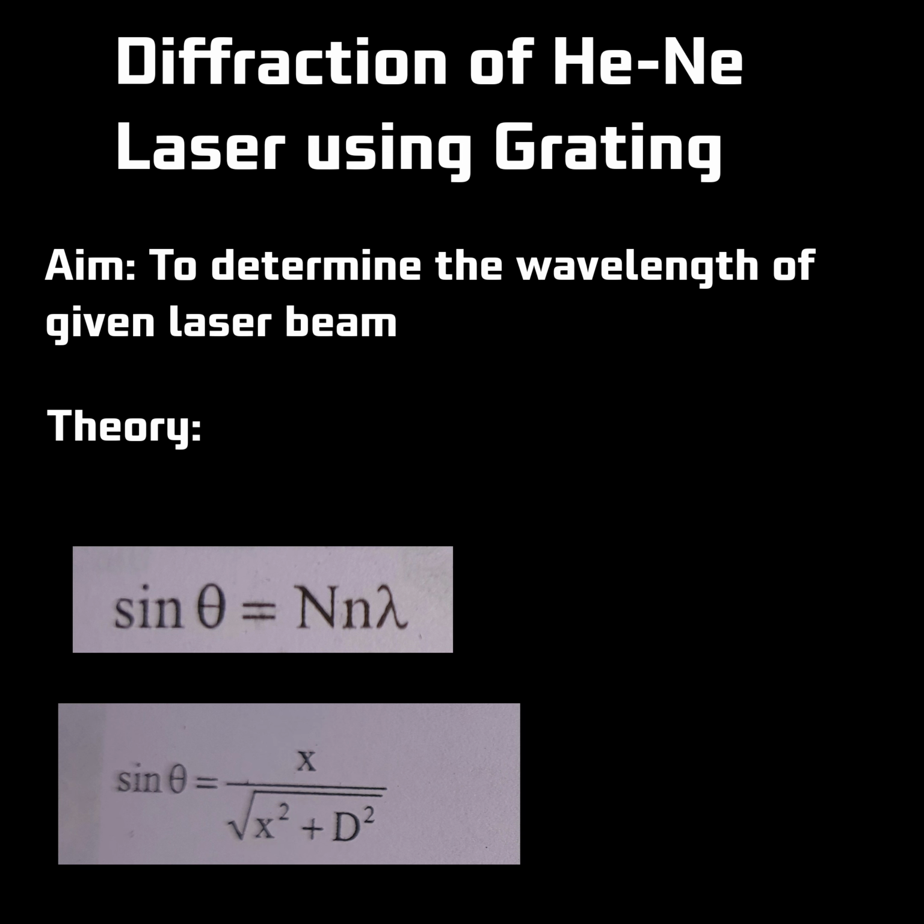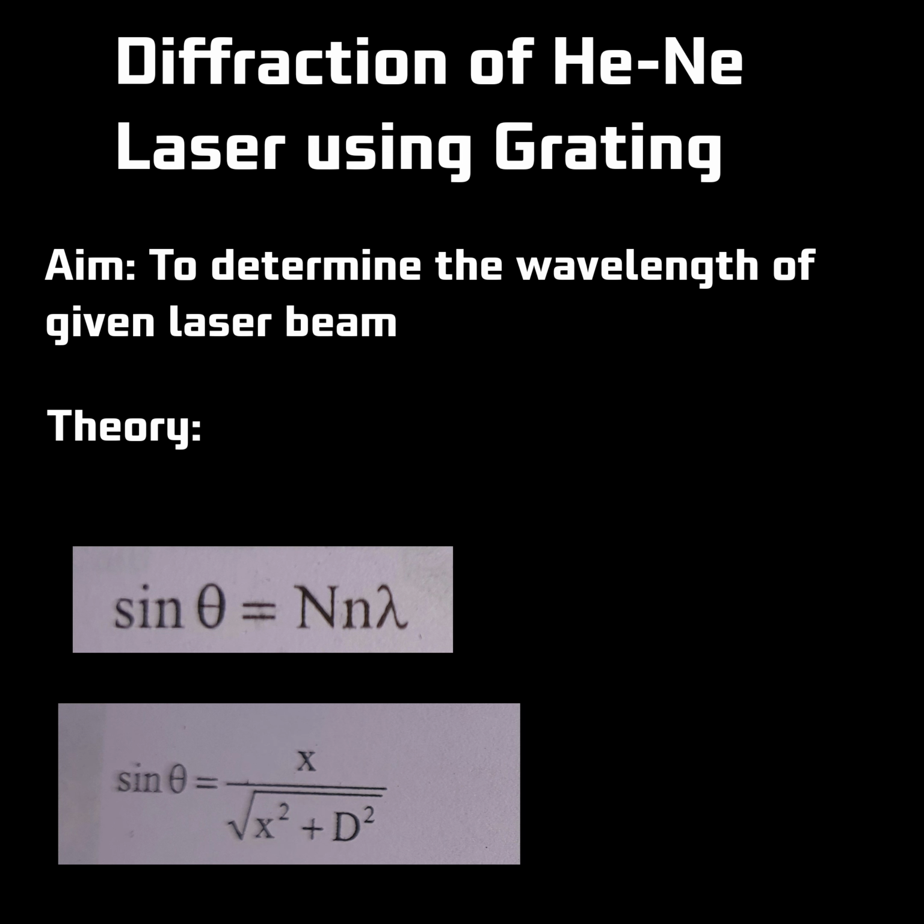The grating equation is sin theta is equal to nNλ, where theta is the angle of diffraction, small n is the order of pattern, capital N is the number of lines per unit length on grating. Here we are using a grating of 5000 lines per centimeter, and theta is the angle of diffraction.